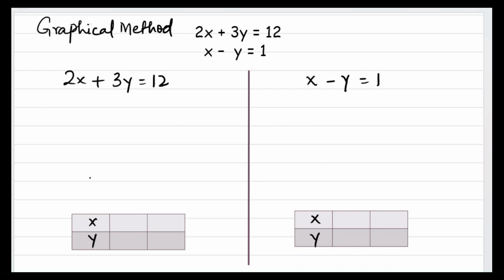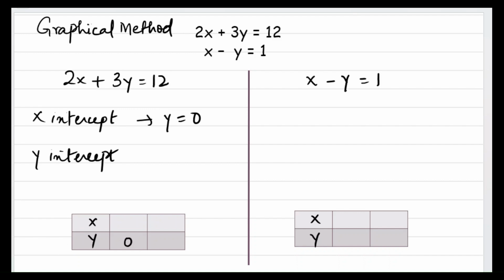To find the points or the coordinates which we need to plot on the graph, the best and easy way is the intercept method. Intercept method means we find x-intercept and we find y-intercept. Now, x-intercept occurs when y is 0. So in my table of values, I will put y as 0, and y-intercept means x is 0, so I will put x as 0.